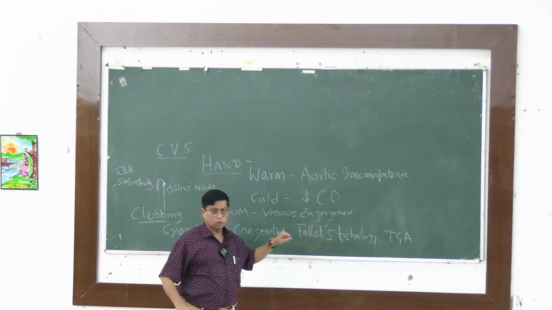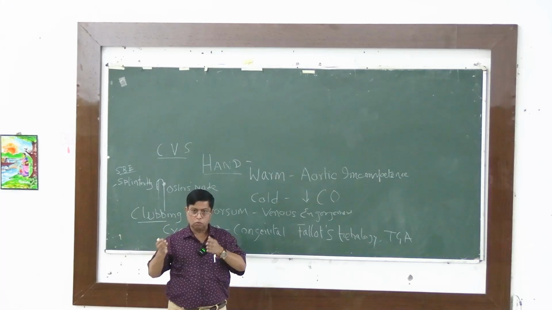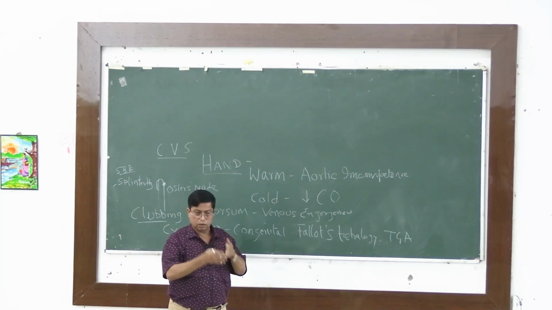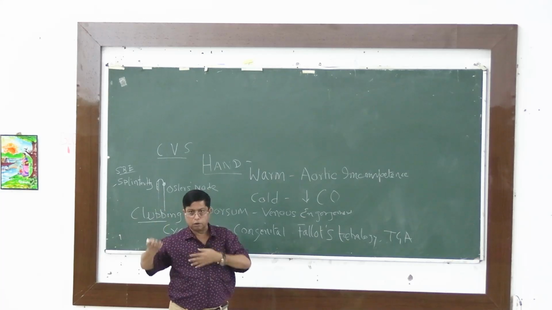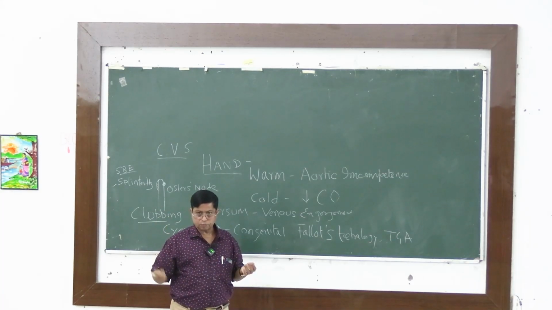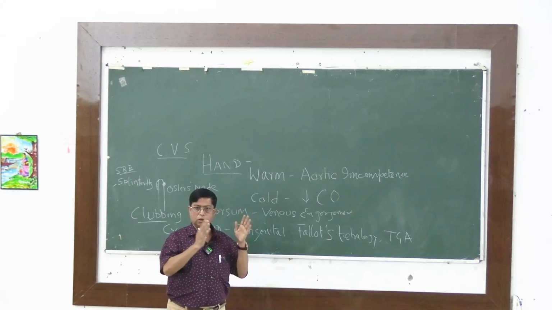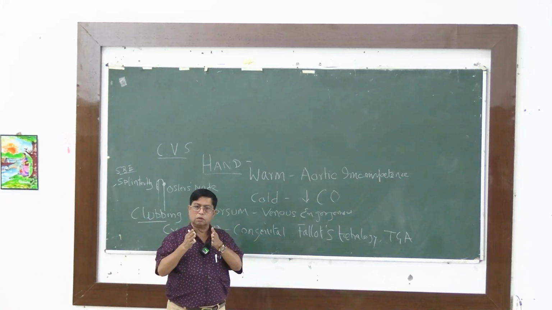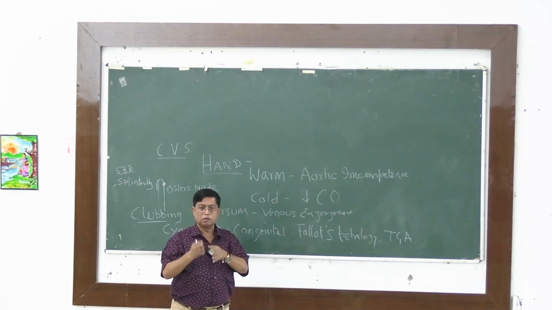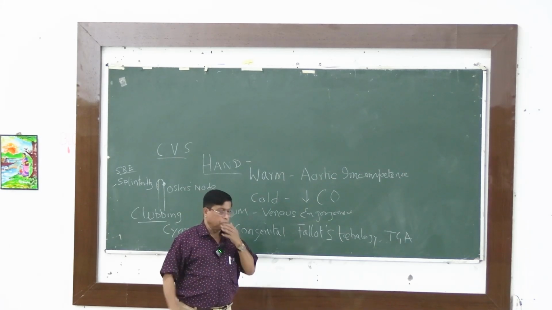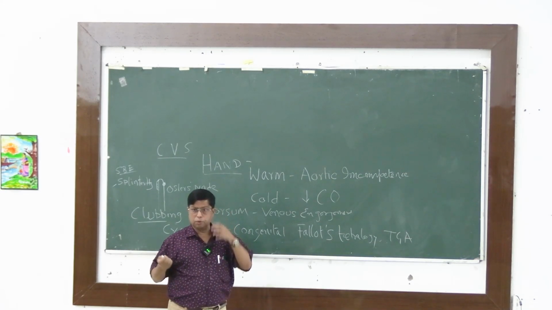So in Fallot's tetralogy, why is there cyanosis? Because of the overriding of the aorta. The aorta overrides the septum and some part of the right ventricular deoxygenated blood is also taken by the aorta. So there will be cyanosis. And there is VSD also. So the important words are pulmonary stenosis, overriding of the aorta, and VSD. These are the components of Fallot's tetralogy. So this Fallot's tetralogy, you know how the patient presents.